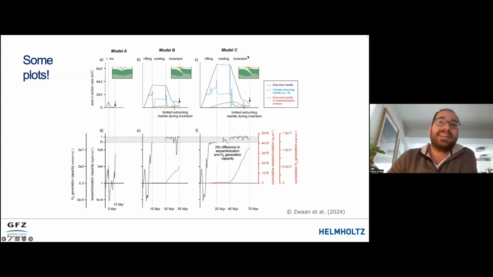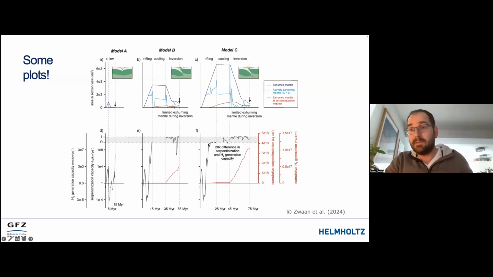Almost there. So then what we can also calculate, similarly to what was shown before in the previous talk, in black here on a logarithmic scale, we can plot how much serpentinization is going on, which can be directly translated to the amount of hydrogen that you can expect. So if there's very little rifting, we might have a little bit of hydrogen or serpentinization going on, but not very much. If we do more rifting, then we get to a certain point here, this level R, and that's quite substantial. So that's quite good.